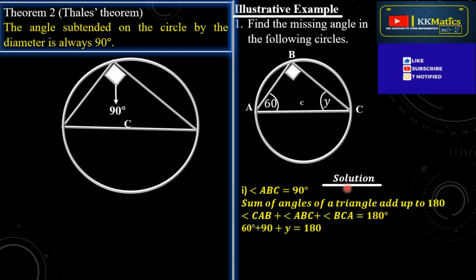So we substitute the angles, and in substituting we have 60 degrees plus 90 plus Y equals 180 degrees. We know 60 plus 90 gives us 150 degrees, plus Y. So to make Y the subject, we have 180 minus 150 equals 30 degrees. So we found our angle here, which is 30 degrees.